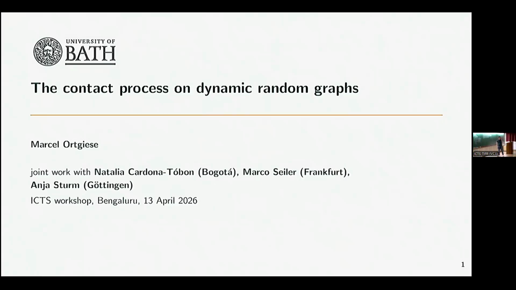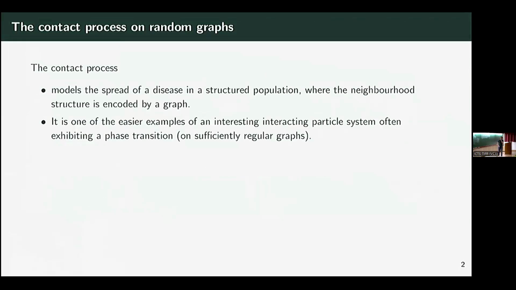I think the previous talks introduced some of the topics that you'll see again in this talk as well. So this is the contact process on dynamic random graphs. I'll explain what that is in a second. This is joint work with Natalia Marco Seiler and Anja Sturm. Okay, cool. So what is the contact process?